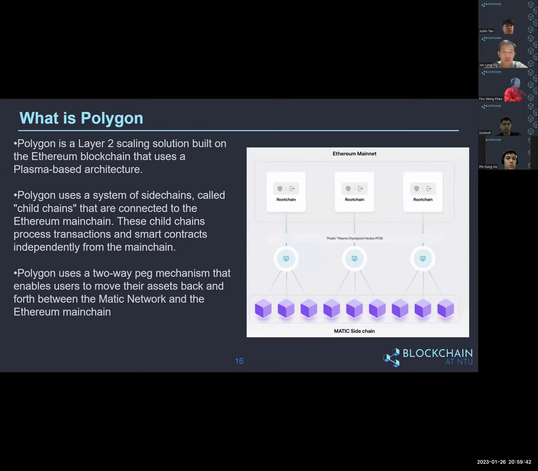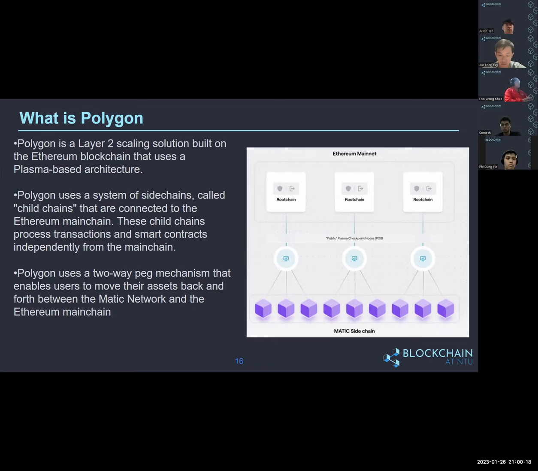It does this by allowing for independent processing of transactions and smart contracts on a sidechain, which is known as the Chow chain. The Polygon network uses a two-way peg mechanism that enables users to move their assets back and forth between the Polygon network and the Ethereum main chain, providing additional flexibility and security. This is done through a process called proof of entity and proof of custody, which ensures the security of assets when they are on the Chow chain.